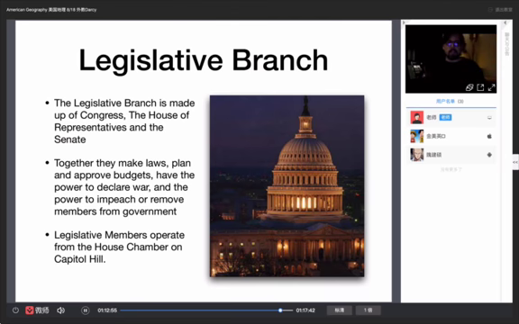The legislative branch is made up of Congress, the House of Representatives, and the Senate. Together they make laws, plan and approve budget, have the power to declare war, and the power to impeach or remove members of the government. We had an impeachment this year. It passed the House of Representatives, and it almost passed the Senate. Very close. Legislative members operate from the House chamber on Capitol Hill. So this is Capitol Hill here.